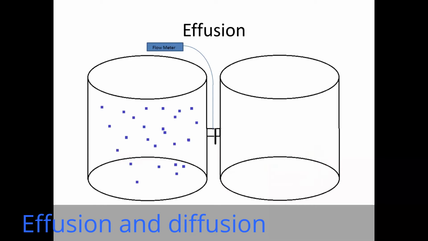Here, in the ideal process of effusion, there would be a vessel with a known pressure of gas molecules connected to an evacuated vessel with a valve and a flow meter. When the valve is open, we can measure the rate that the gas moves into the evacuated volume and use Graham's law to determine the molar mass.